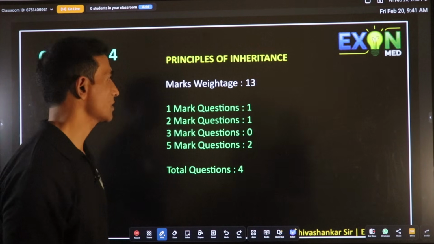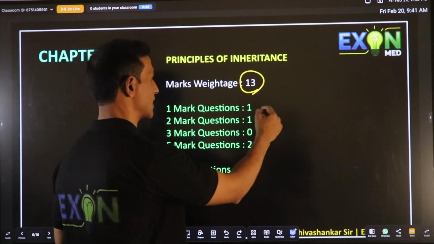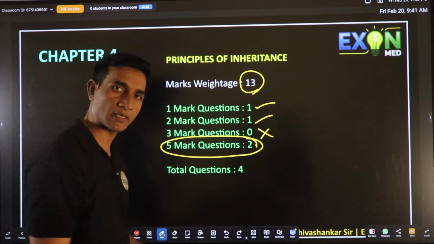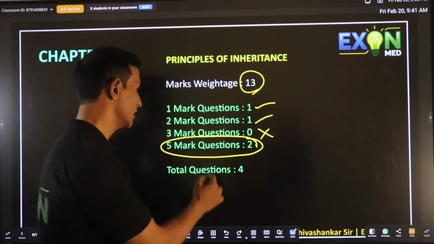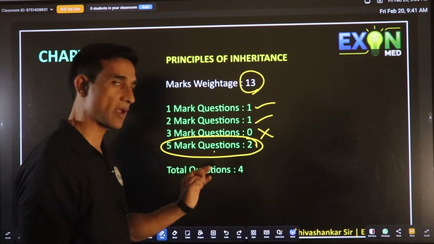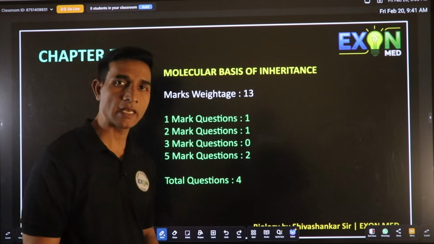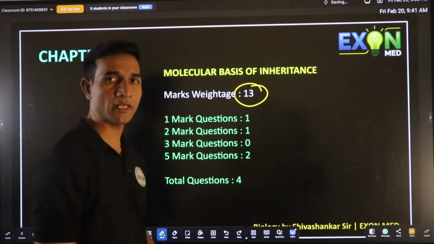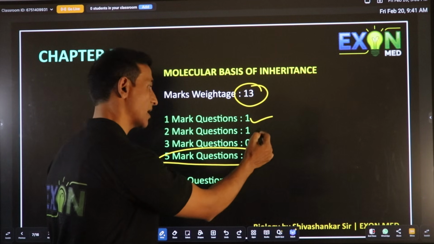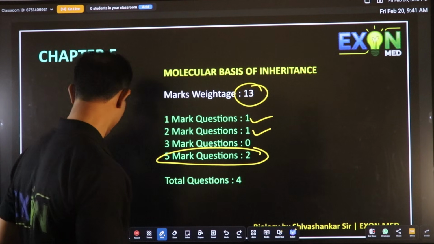Next, principles of inheritance and variation carries 13 marks, the highest, and here you can expect 1 mark and 2 mark questions but not 3 mark, and 2 questions of 5 marks. Most of the time here we can expect monohybrid cross, dihybrid cross and incomplete dominance as the major 5 mark questions. The next chapter is molecular basis of inheritance. It also carries equal weightage, 13 marks, and here also 2 questions of 5 marks, 1 question of 1 mark and 1 question of 2 marks. For the 1 mark you have to read NCERT compulsorily.